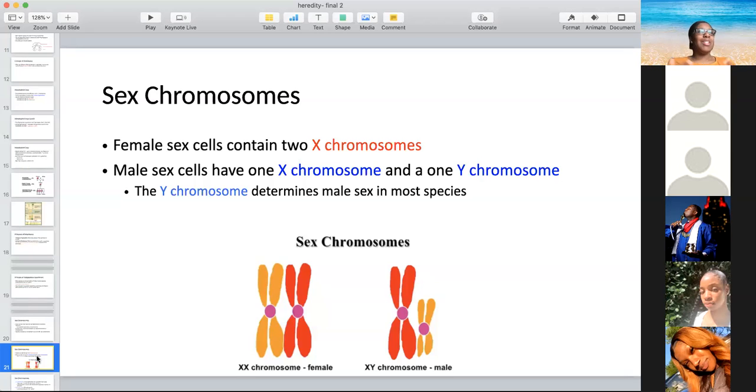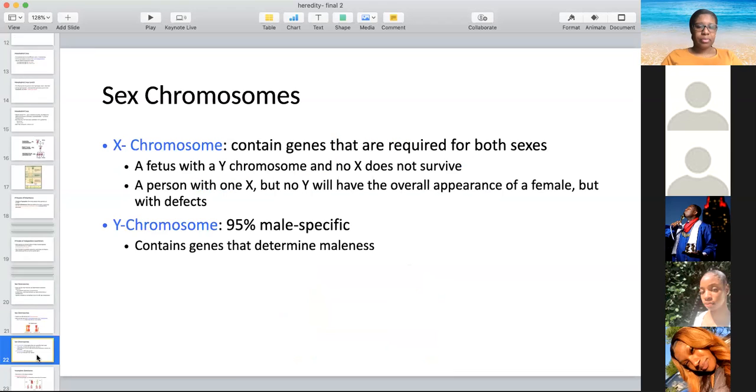Now, we're clear that things do happen. There are some abnormalities. There are cases where individuals can inherit patterns that deviate from what's considered normal. When we speak in genetics, we use the term normal: a normal female will have XX, and a normal male will have XY chromosomes. So what do we need to know about these X and Y chromosomes? The first thing you need to know is that the Y chromosome is responsible for over 95% of male-specific characteristics.